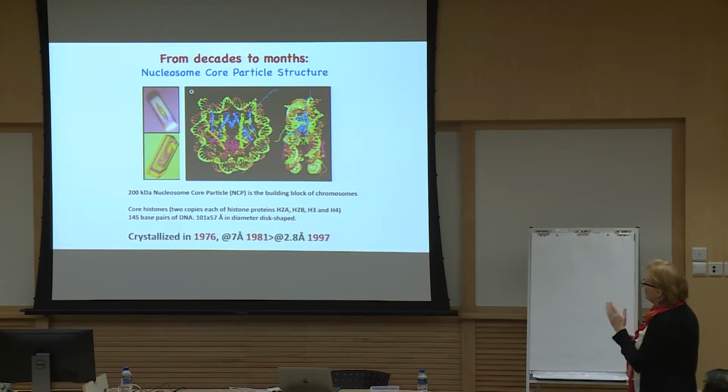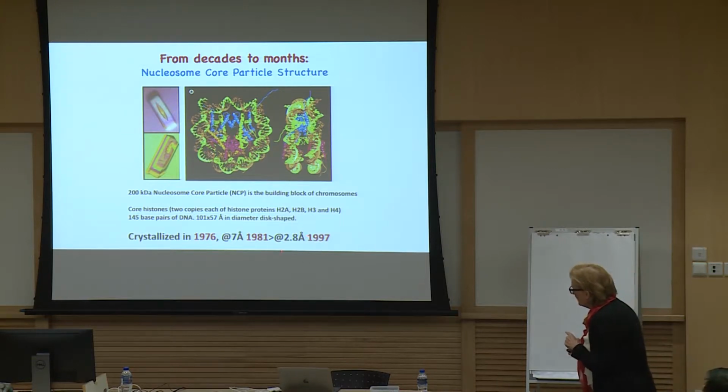Originally, the structure of the building blocks of the chromosome was determined by crystallography. I grew the first core crystals in 1976, and it took over 20 years. I crystallized in '76, we had 7 angstrom in '81, and then it took another 16 years to get to 2.8 angstrom resolution.